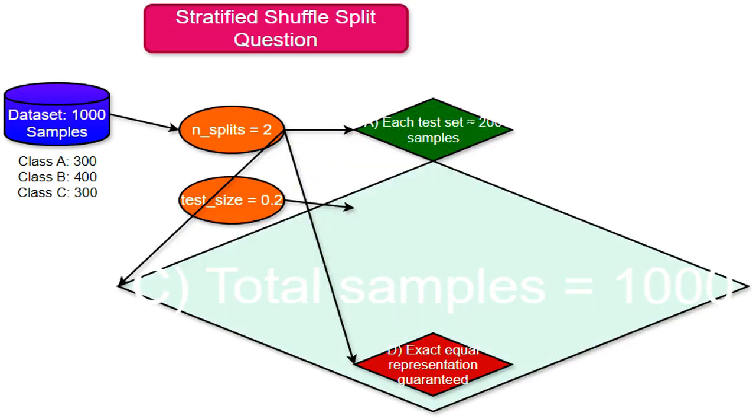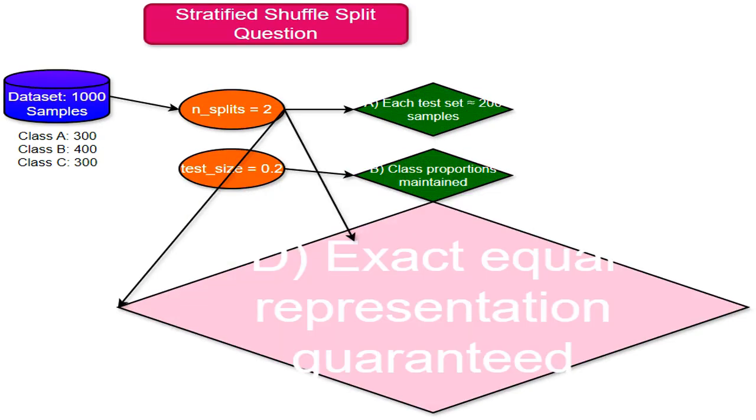The total number of samples in each of these splits remains 1,000. I'm simply dividing the data into training and testing portions. While stratified shuffle split tries its best to balance classes, I can't expect perfectly equal representation in each split. There will be some small variations because of the random shuffling. It's approximately equal, not exactly equal.